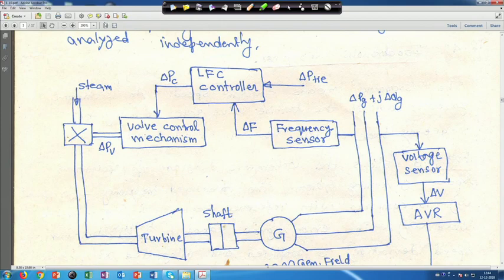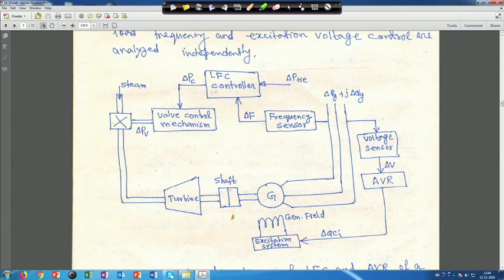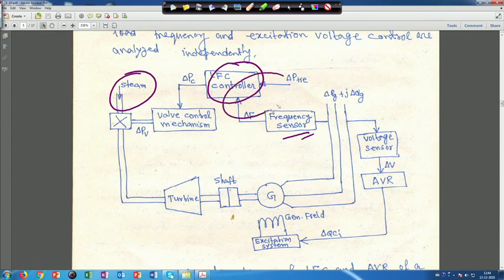Before going to that, this is the schematic diagram. Let me reduce its size. If you look at the schematic diagram, it shows a steam power plant, and one LFC controller, the load frequency controller, is here. It senses the frequency from here, where a frequency sensor is present, and the combination of delta F and delta P tie is taken. How it is taken we will see at the end, and the output is delta P c.